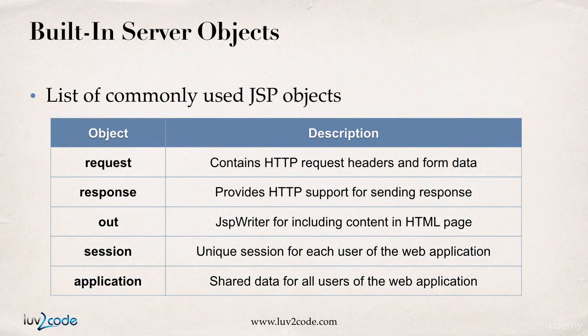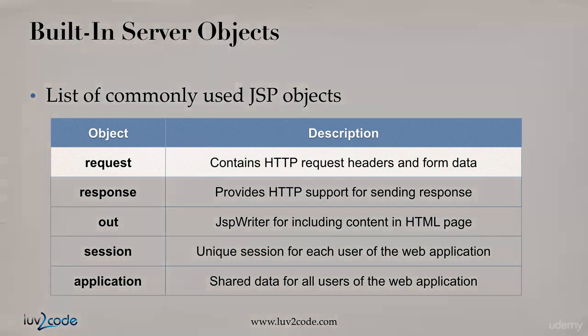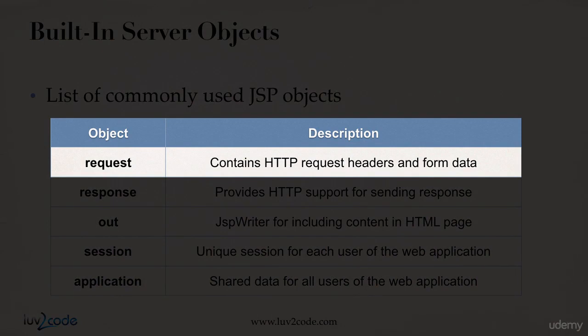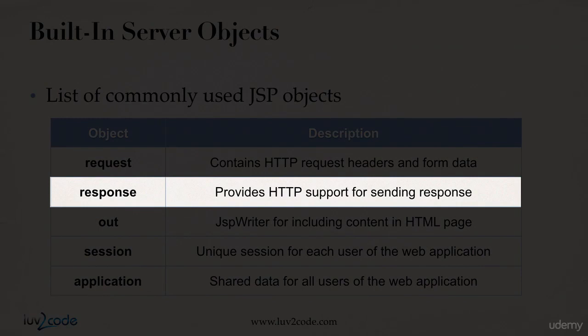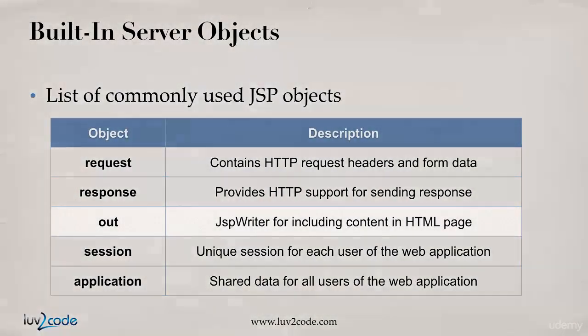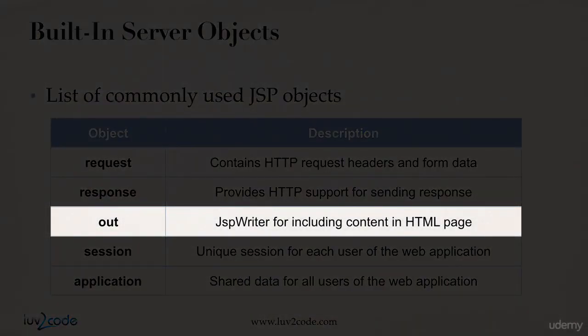So here's a list of the commonly used JSP server objects. Starting here at the top with the request, it contains information about the HTTP request headers and also form data. We're going to use this a lot in some of the following videos for reading form data. There's also the response object for sending back HTTP specific information, and we'll use this also in the following video on making use of cookies. Now, this one server object you used already, the out object, and we use that for our out.print line in one of the previous videos. So again, a built-in server object given to you for free.